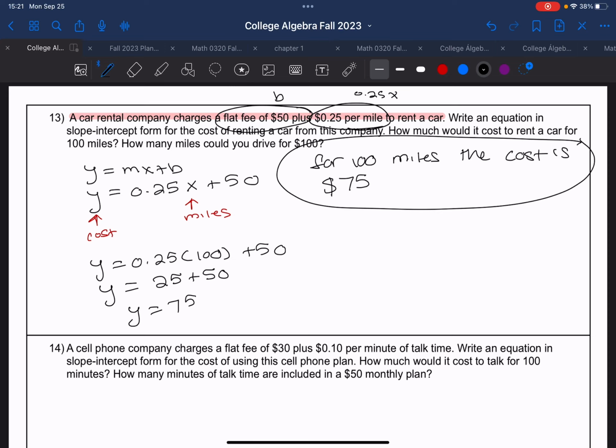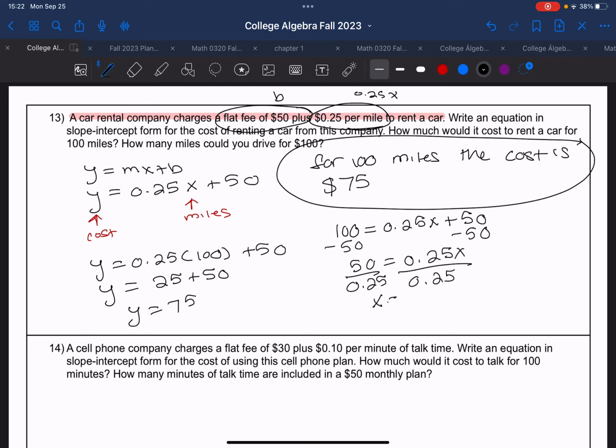Then the last question says, how many miles could you drive for $100? So now we're plugging in that 100 for y. So 100 is equal to 0.25x plus 50. We subtract 50 from both sides, and we get 50 is equal to 0.25x. Divide by 0.25, and we get x is equal to 200. So that tells us that 200 miles will cost $100.